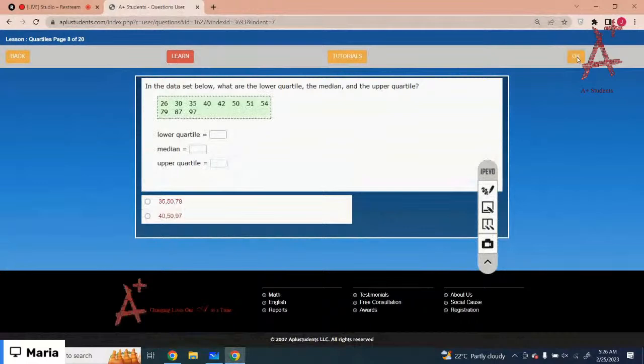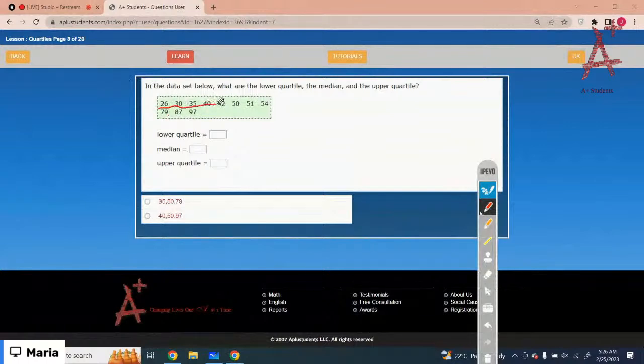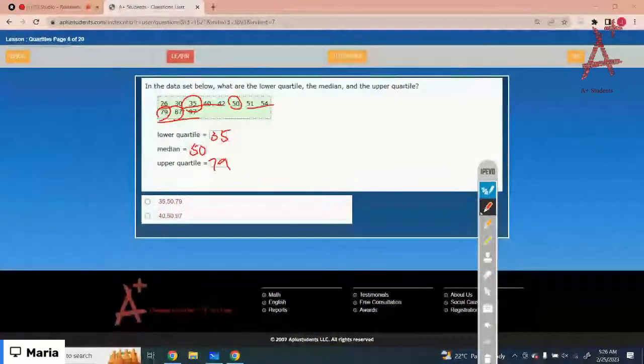Okay, in the data set below, what is the lower quartile? Let me count the numbers. 1, 2, 3, 4, 5, 6, 7, 8, 9, 10, 11. So 1, 2, 3, 4, 5, this is the median, and 1, 2, 3, 4, 5. 50 is the median. The lower quartile is 35 and the upper quartile is 79. Got it? So they are 35, 50, and 79.